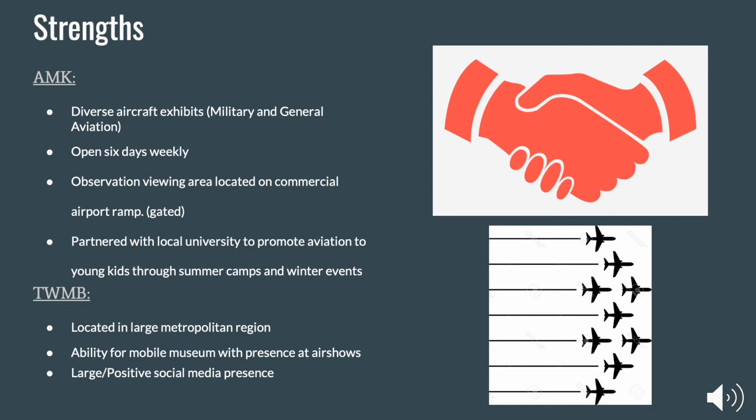TWMB has some strengths as well. Their strength is that they're located in a metropolitan region. This region is right outside the greater Cincinnati area, located directly off of Interstate 275. They also have the ability to be a mobile museum with a presence at air shows. TWMB can move their aircraft into air shows such as Oshkosh and other events and stage those aircraft there, which further promotes their museum. And they have a large and positive social media presence.